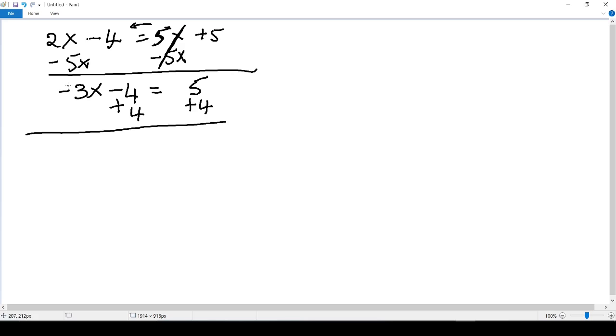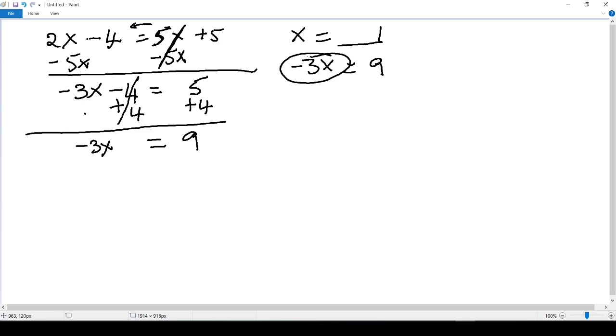Okay, so -3x plus nothing equal to -3x. -4 plus 4, they cancel, right? My equal sign is there, and 5 plus 4 is equal to 9. Are we done? No, because our goal is still to have x equal to something. In this case, we have -3x equal to 9. -3x is not x. So how to find x?